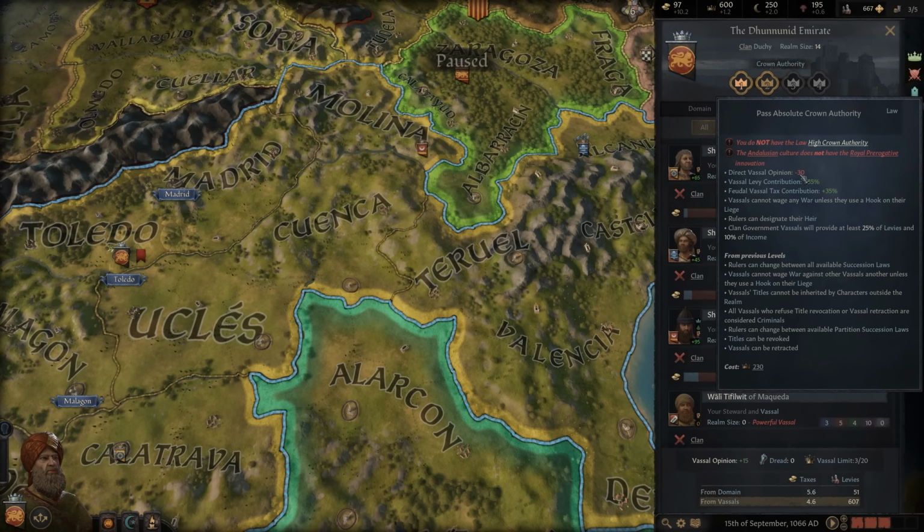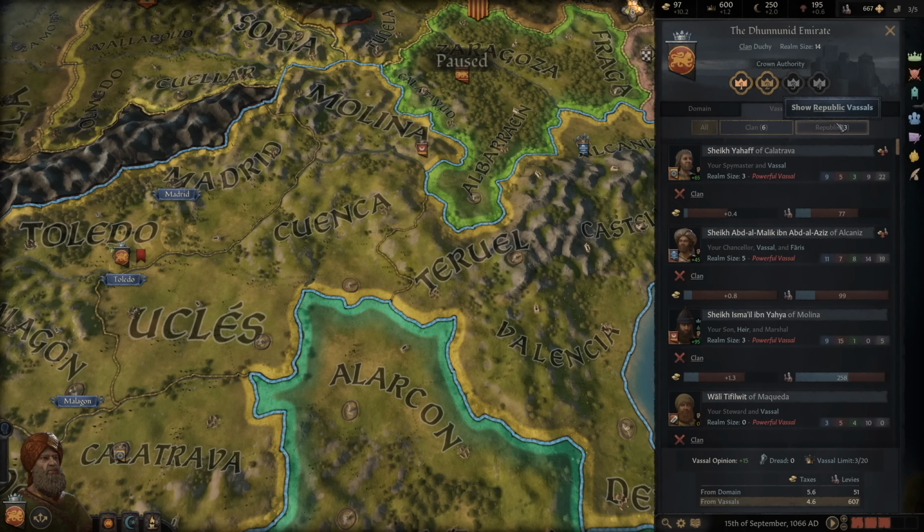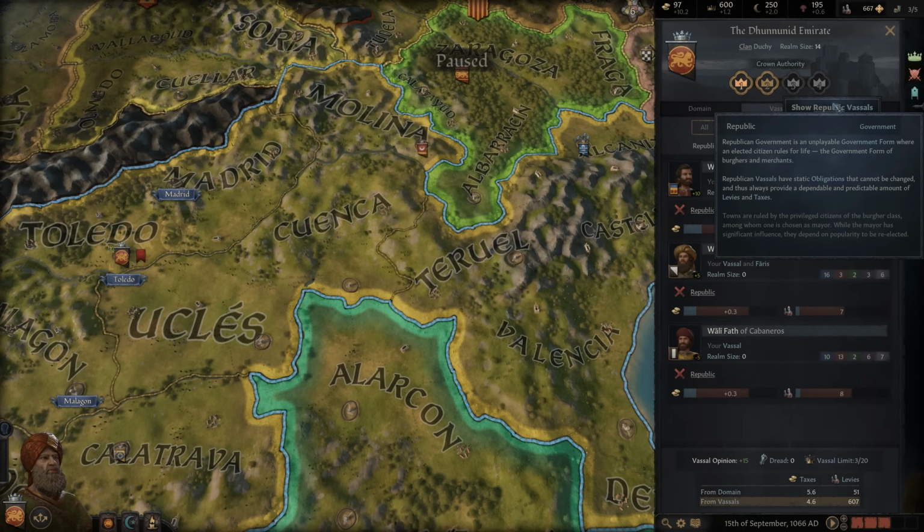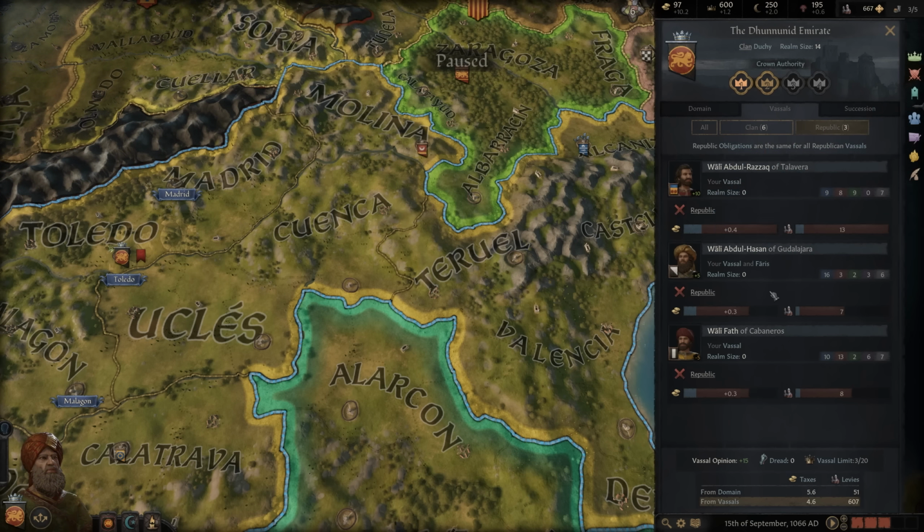So that's worth noting. And lastly, since we're on this subject, you do have republic vassals, and republic vassals you cannot change or influence. Republican government is an unplayable government form where an elected citizen rules for life, the government form of burghers and merchants. Republican vassals have static obligations that cannot be changed and thus always provide a dependable and predictable amount of levies and taxes. So what that amount is right here. Every republic vassal you have will always contribute 20% of its taxes to you, and it will contribute 10% of its levies to you, no matter what.